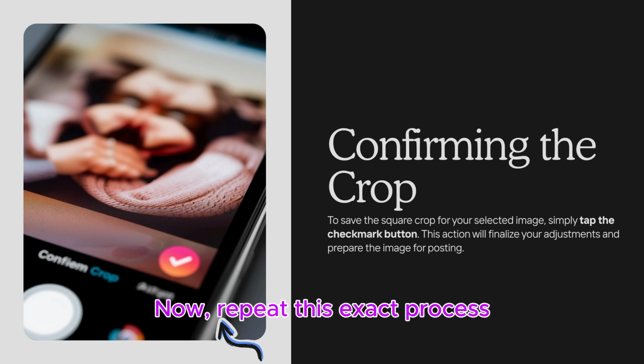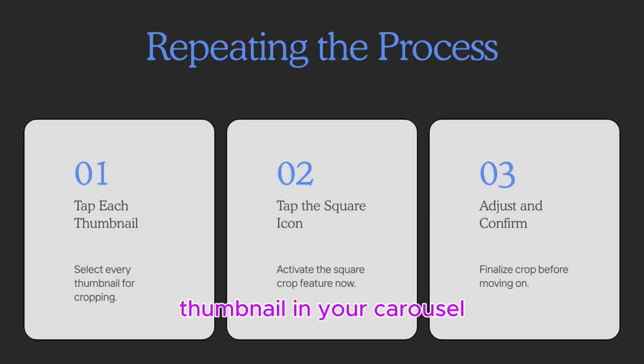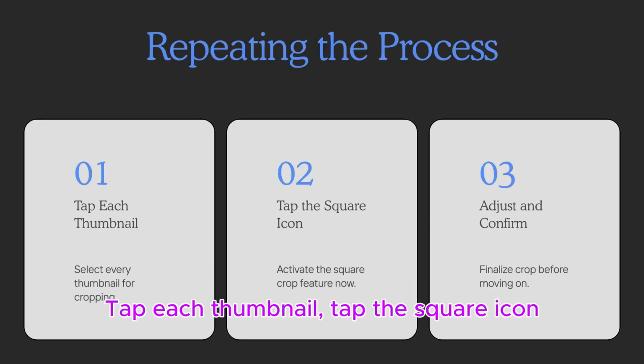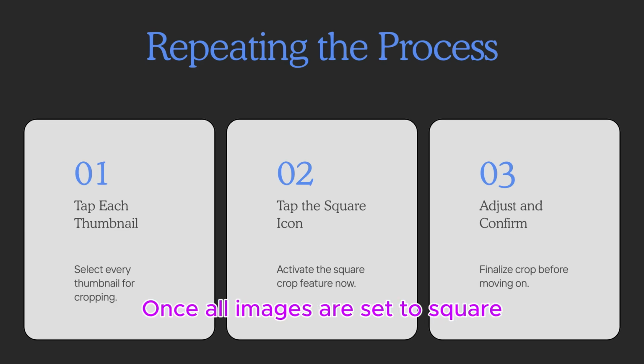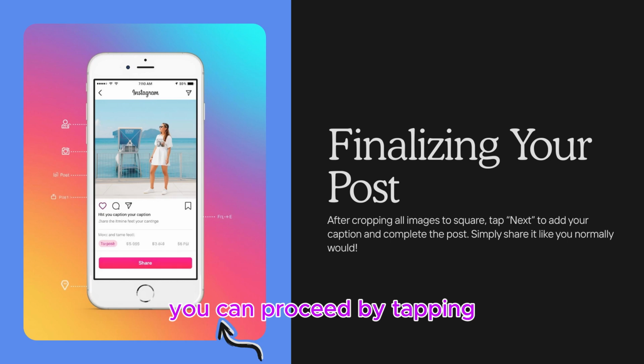Now repeat this exact process for every single image thumbnail in your carousel. Tap each thumbnail, tap the square icon, adjust and confirm. Once all images are set to square, you can proceed by tapping Next, adding your caption and sharing.